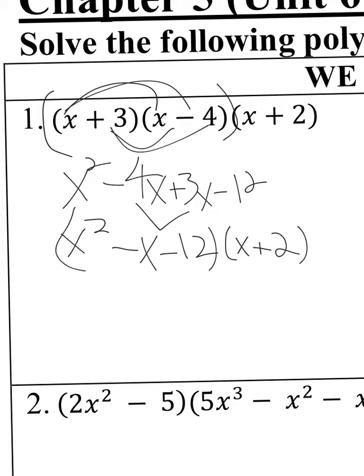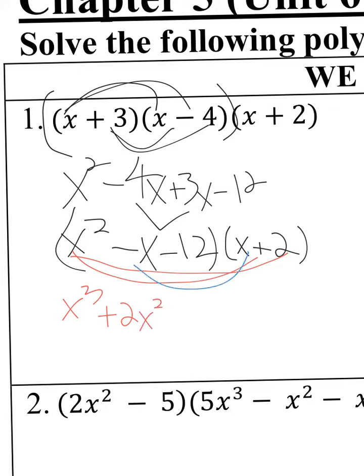Alright, so once you multiply two terms out, then repeat the process multiplying by the third term. So this is going to be x to the third. This is going to be 2x squared. This is going to be minus x squared minus 2x. Then this is going to be minus 12x. And then minus, what is this? 24.